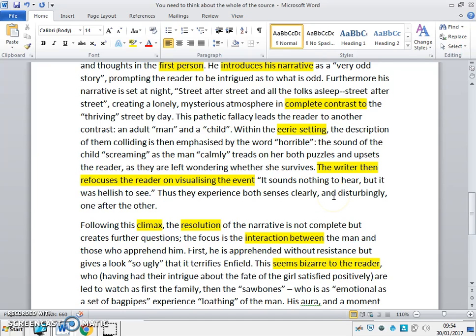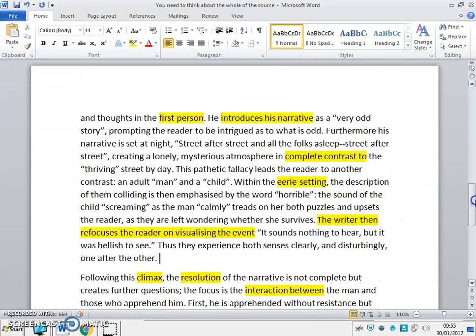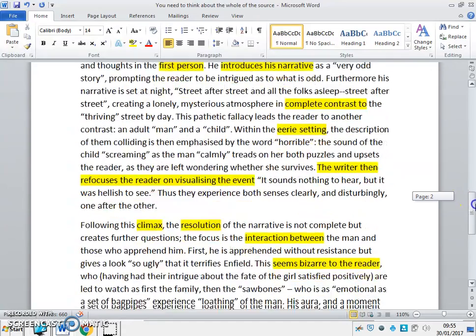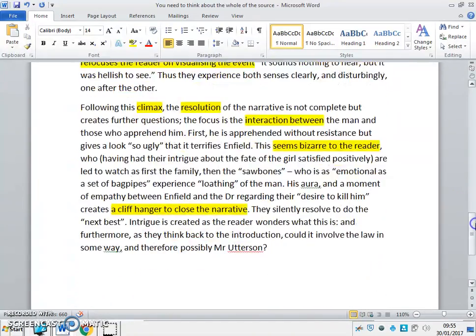The writer then refocuses the reader on visualising, so seeing the event. It sounds nothing to hear, but it was hellish to see. Thus they experience both senses clearly and disturbingly, one after the other. Okay, so things to notice there is I've noticed where the writer has talked about using a certain sense, and I've noticed loads of contrasts. They keep happening. There's lots and lots, which makes it disturbing and spooky. Following this climax, the resolution of the narrative is not complete but creates further questions.